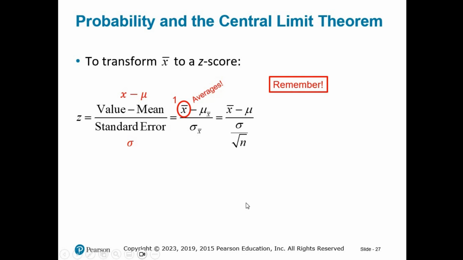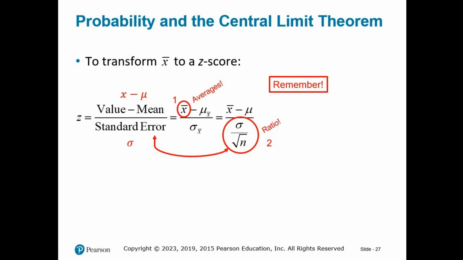One, you're dealing with averages. So instead of x's, you're dealing with x bars. And two, instead of sigmas in your denominator, you're dealing with a ratio of the population standard deviation divided by the square root of the sample size. It's important to keep those straight. If you need to write some extra notes for yourself in your notation area, pause the video and do that. Help yourself keep these straight come test time.